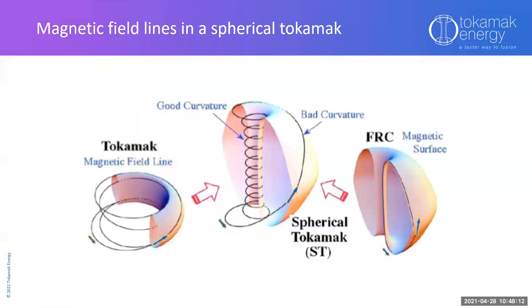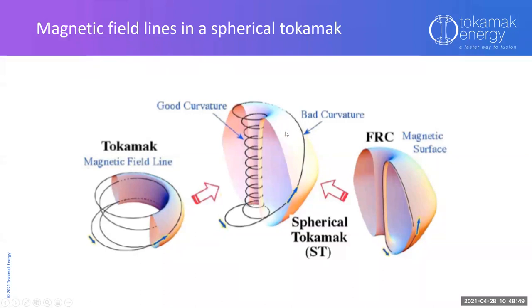Okay, so the other interesting difference is depicted in this slide, in terms of magnetic field lines. On the left-hand side, you have the magnetic field lines on a magnetic surface in a conventional tokamak. And you see that the field line has a certain pitch angle and it evolves from low field side to high field side as usual, but it keeps the same m over n, so the same safety factor Q.